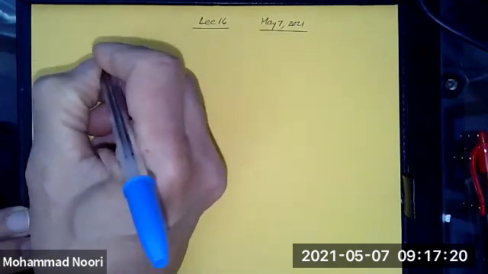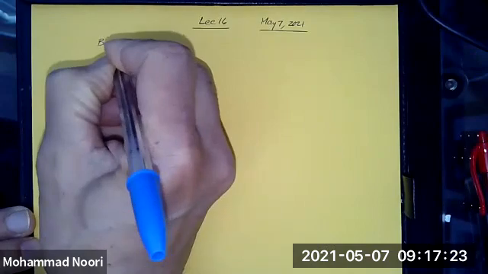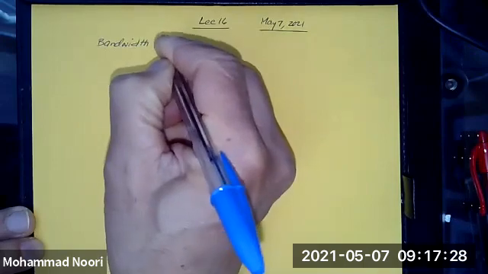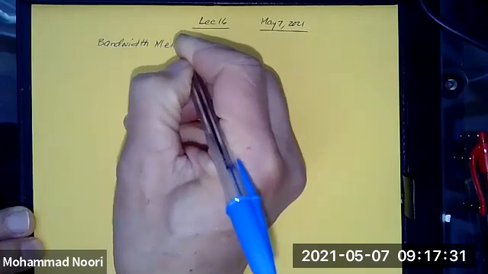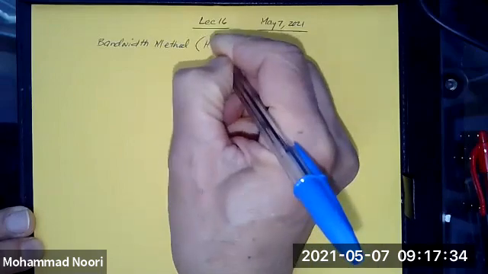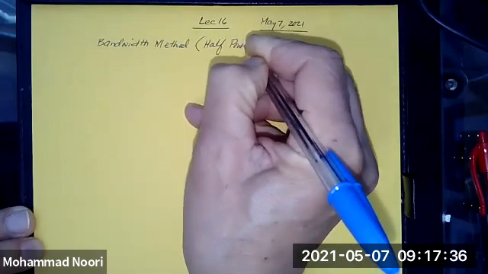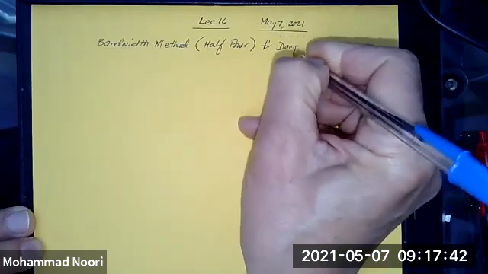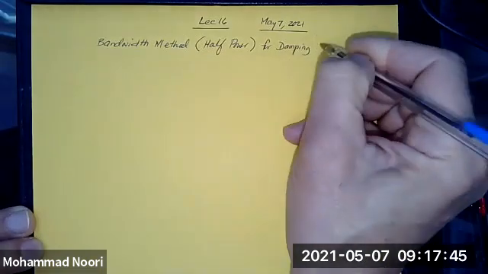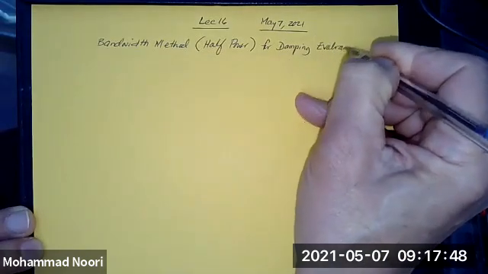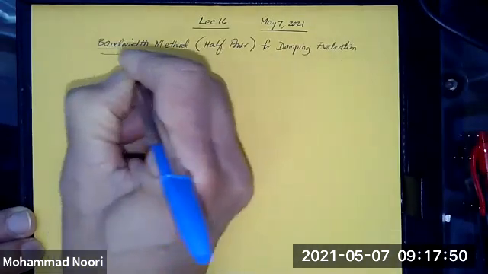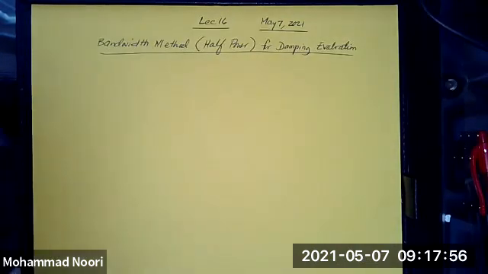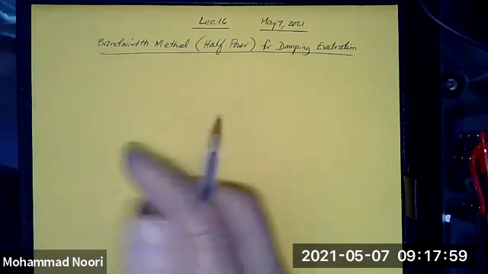So what I'm going to cover today is called the bandwidth method, which is also called the half power method for damping evaluation. As I said, I'm not going to go through the details of it, just introduce that to you as a kind of a rule of thumb.